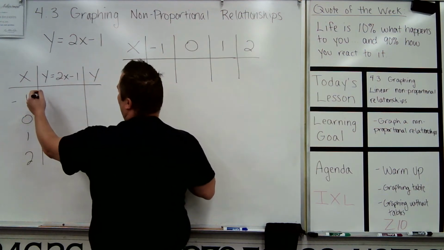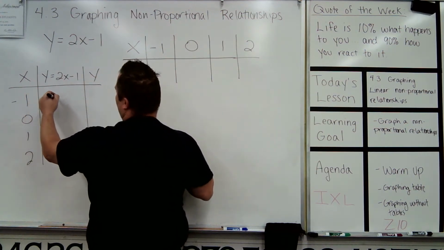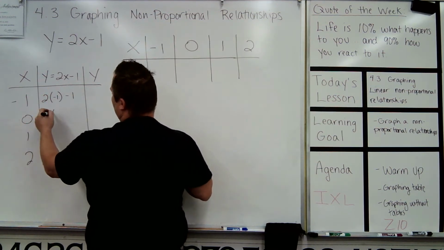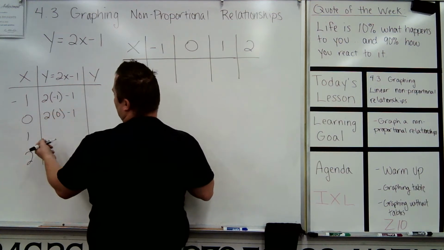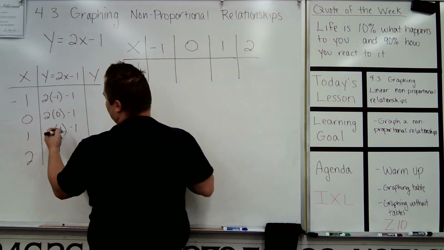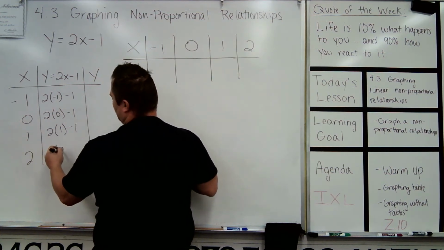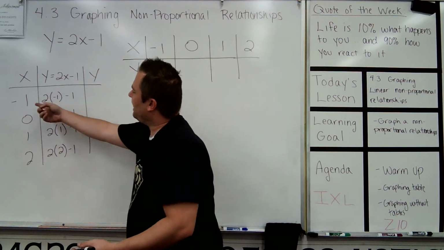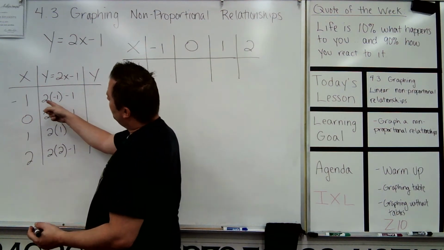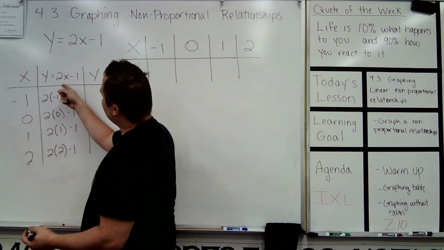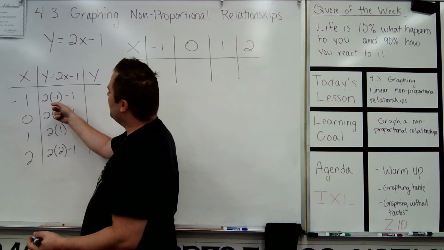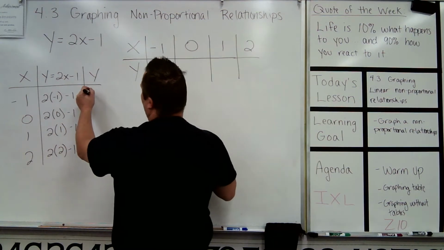When x is -1, it's saying 2 times -1 minus 1. When x is 0, it's like saying 2 times 0 take away 1. When x is 1, it's like saying 2 times 1 take away 1. And when x is 2, it's like saying 2 times 2 take away 1. So what are these values? How exactly are these related? Well, when x is -1, 2 times -1 is -2. -2 take away 1 more is -3.